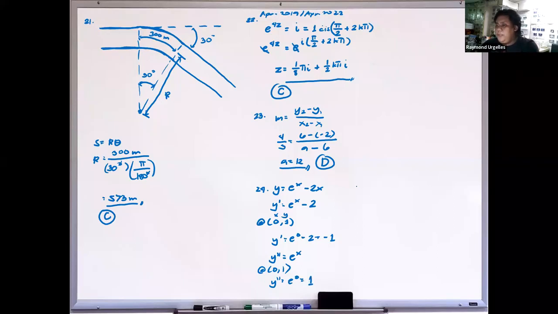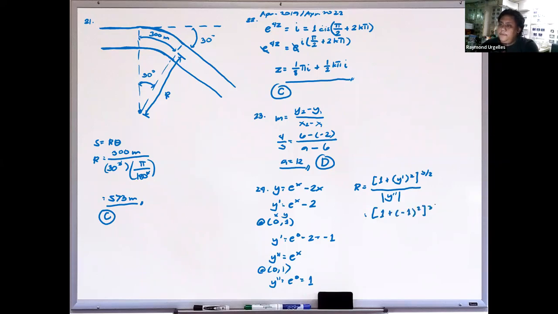So therefore, what's the radius of curvature? Again, direct formula for rectangular curve, that is 1 plus y prime squared, raised to 3 halves, then divide this by y prime prime. Lagyan lang natin ang absolute value para siguradong positive yung lalabas. So we have 1 plus negative 1 squared raised to 3 halves, divided by the absolute value of 1. Which means that this is equal to 2.83. Kaya yung sagot natin dito is letter B.